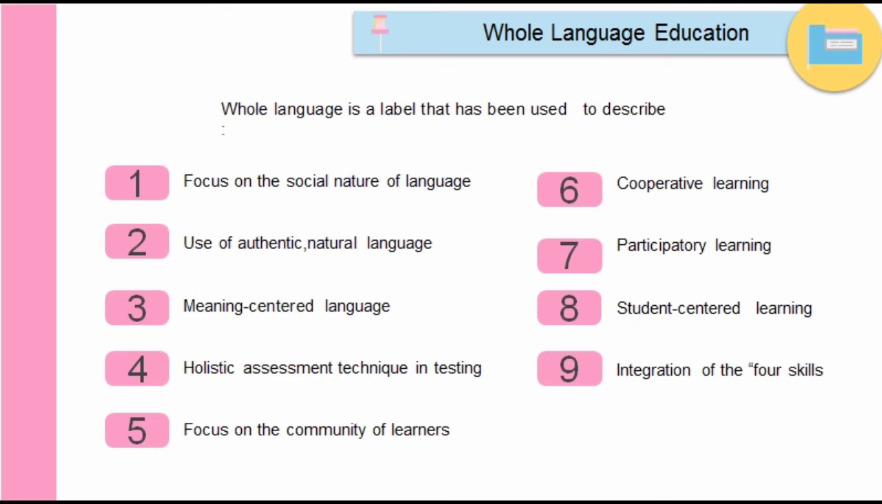Whole language is a label that has been used to describe, first, focus on the social nature of language. Second, use of authentic natural language. Third, meaning-centered language. Fourth, holistic assessment in teaching and testing. Fifth, focus on the community of the learners. Sixth, cooperative learning. Seventh, participatory learning. Eighth, student-centered learning, and ninth, integration of the 4 skills.